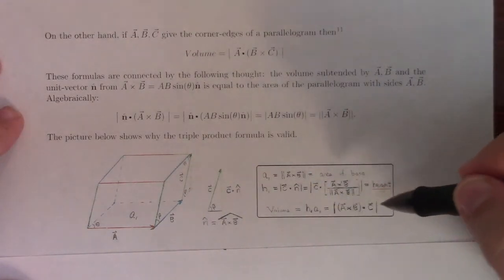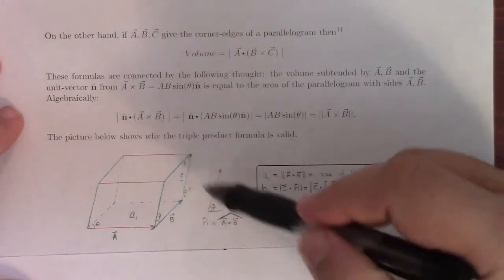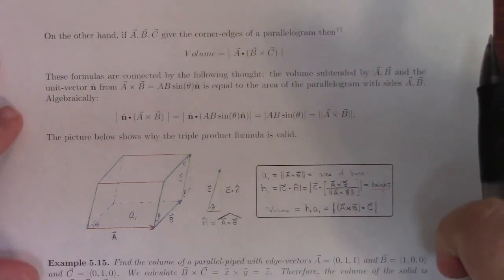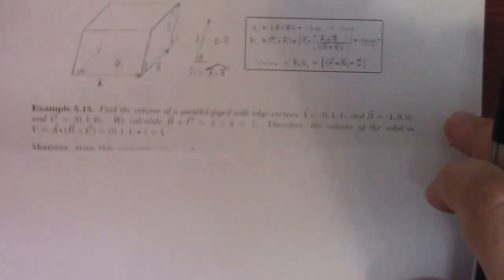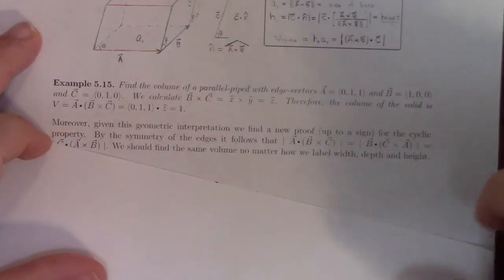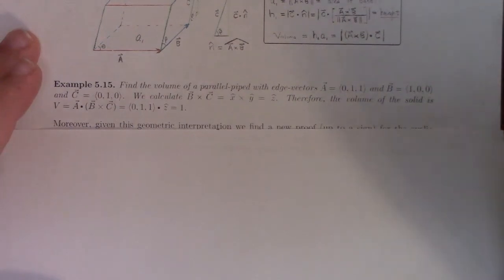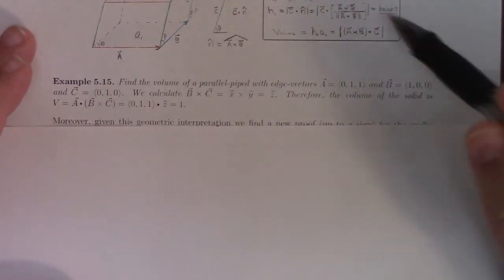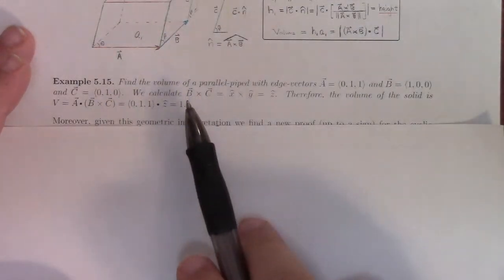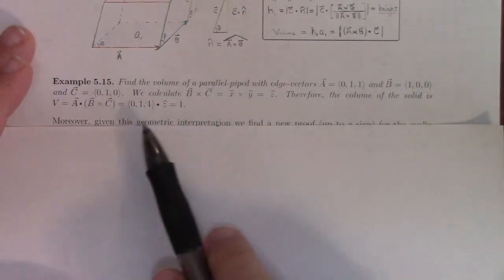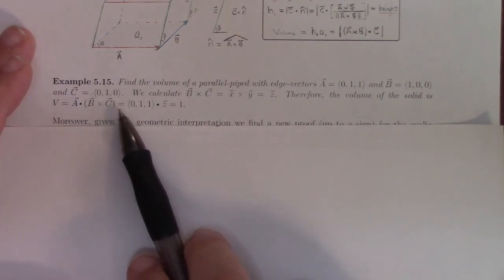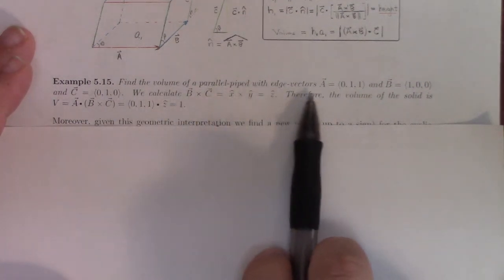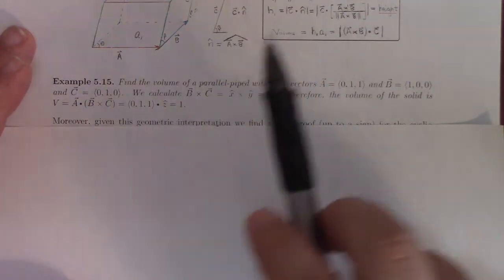So anyway, this is the triple product rule, and if you tilt your head and squint at this for a while, you can figure out why it makes sense. But that's a nice thing to know about if you want to calculate the volume. For example, if we have a parallelepiped with edges 0, 1, 1, 1, 0, 0, and 0, 1, 0, we can calculate B cross C is Z hat, and then A dot B cross C is just 1. So the parallelepiped with edge vectors A, B, and C has volume 1 in this case.